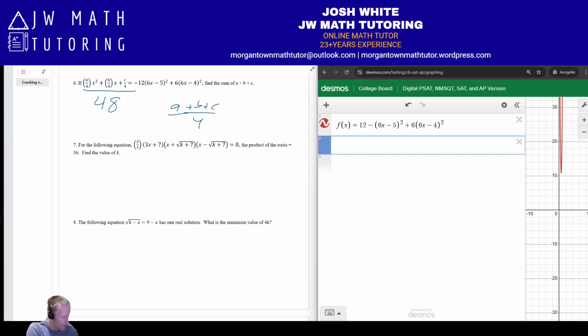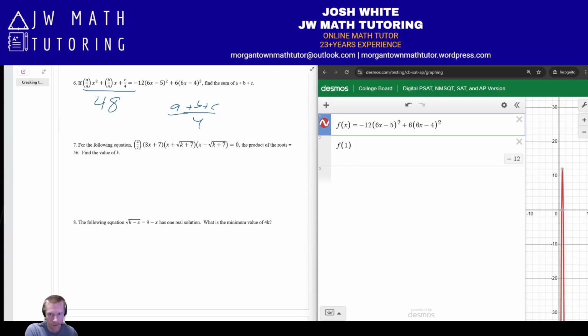Okay, so now f of 1 equals that. Now, what did I mistype? Oh, it's not giving me here. Sorry, there we go. There's the correct value for f of 1. All right, so this is equal to a plus b plus c times 4. So now a plus b plus c is just 4 times this. So the correct answer is 48.